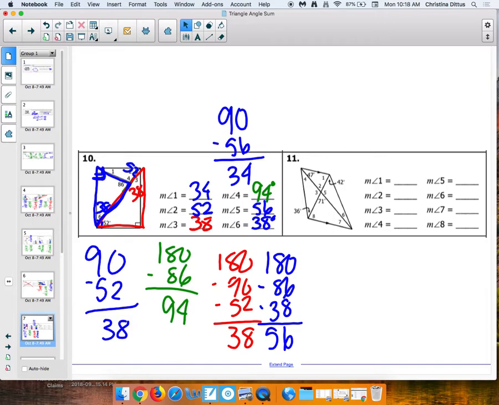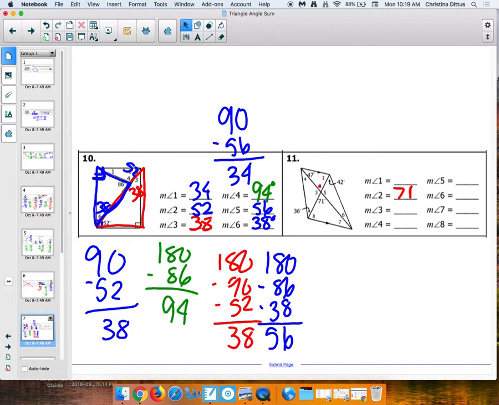So, 52. Okay. 11. Give me an angle that's easy to find. 2. Why is 2 easy to find, Karma? Because it's vertical. How big is 2? 71. And I have this one.